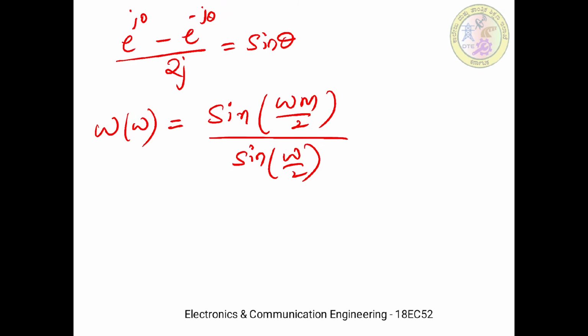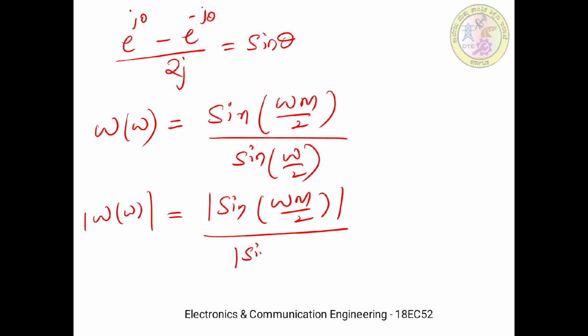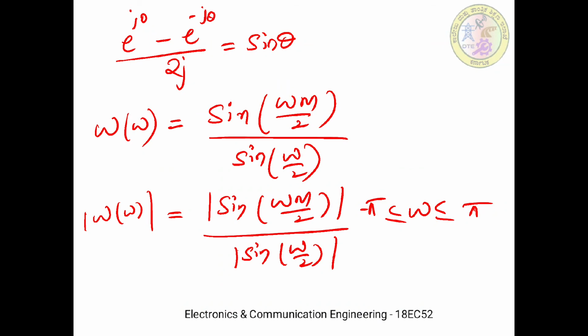So this is one important relation, and further the magnitude response of the window function, that is magnitude of window function, is nothing but magnitude of sin omega by 2 divided by magnitude of sin omega by 2, and this is defined for frequencies pi to minus pi. So this is the magnitude response of the rectangular window function.